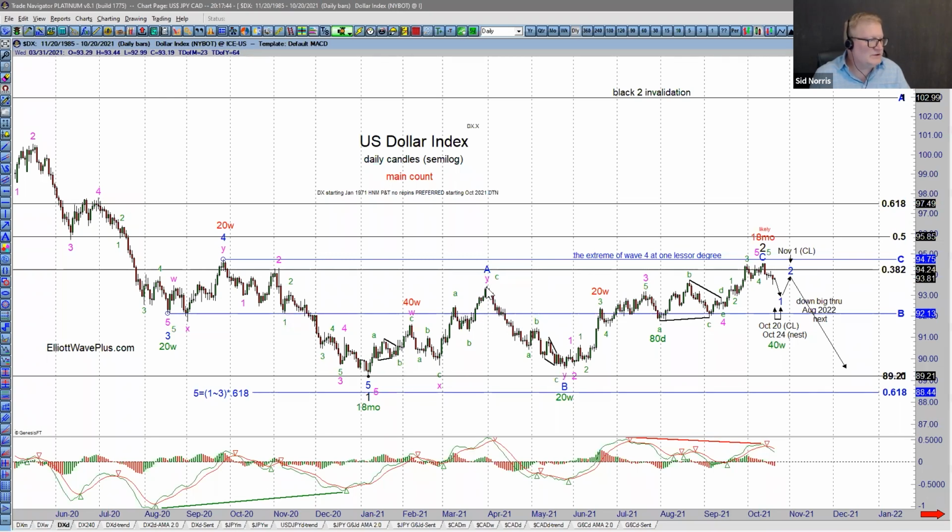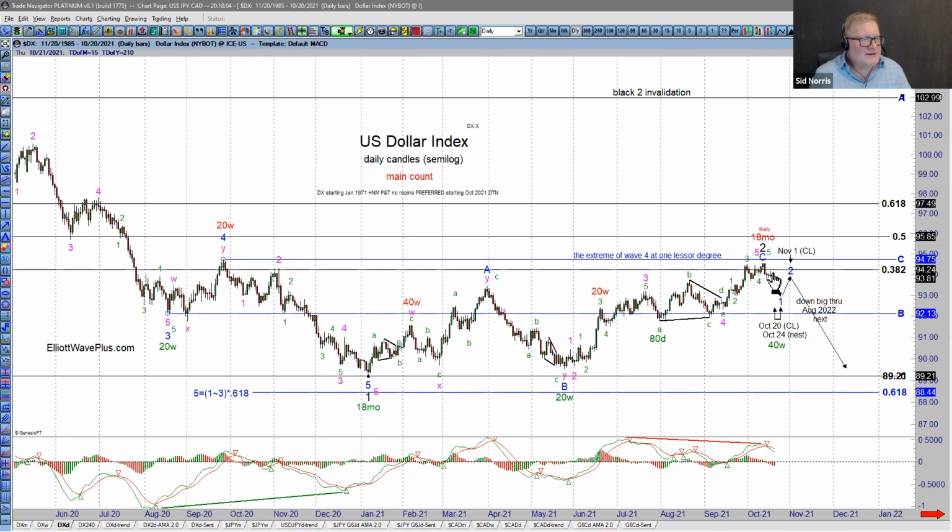And you also need wave B of the flat to be an A, B, C. And this looks like a pretty decent finished 5-wave structure. 1, 2, 1, 2, 3, 4, 3, triangle for 4, and then 1, 2, 3, 4, 5.